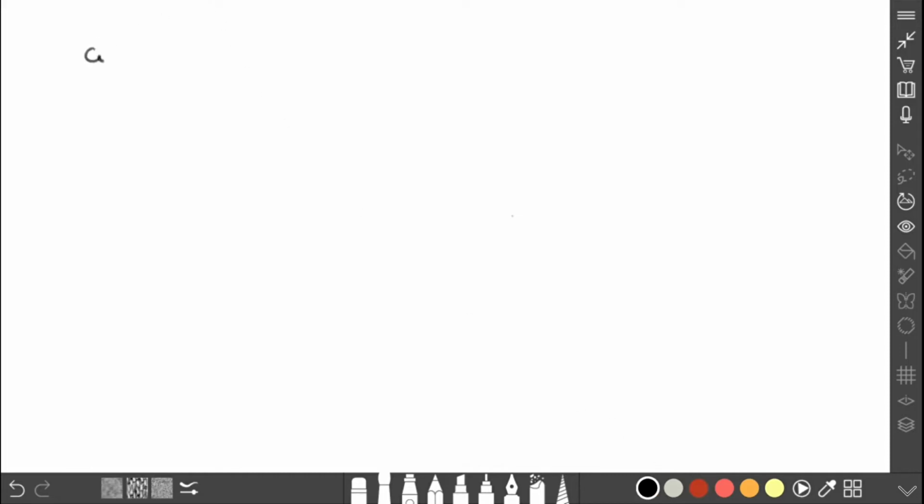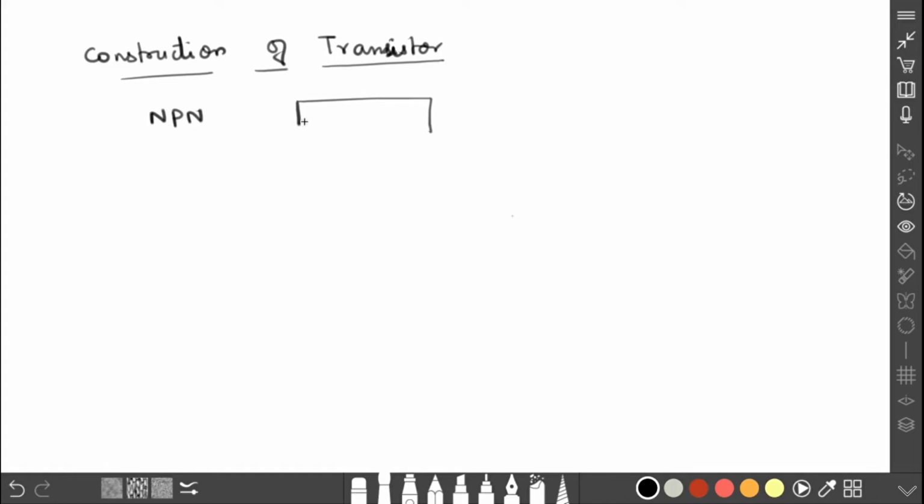To explain the construction of the transistor, I am going to consider the NPN transistor. With the help of this NPN transistor, I am going to explain the construction part. Already I mentioned three terminals are there. This is N, this is P, and this is N again. This is the first terminal, this is the second terminal, and this is the third terminal.